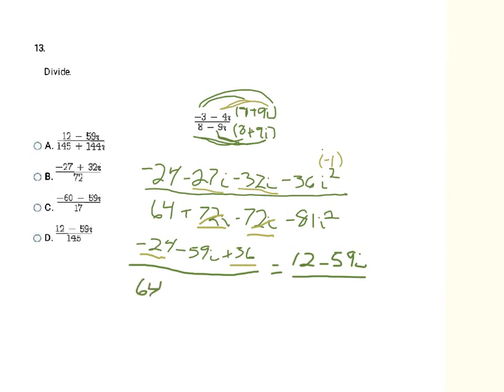But here I know that i squared is the same as negative 1, from my notes in the beginning, and negative 81 times negative 1 is a plus 81. And then I can take 64 plus 81, which is 145.